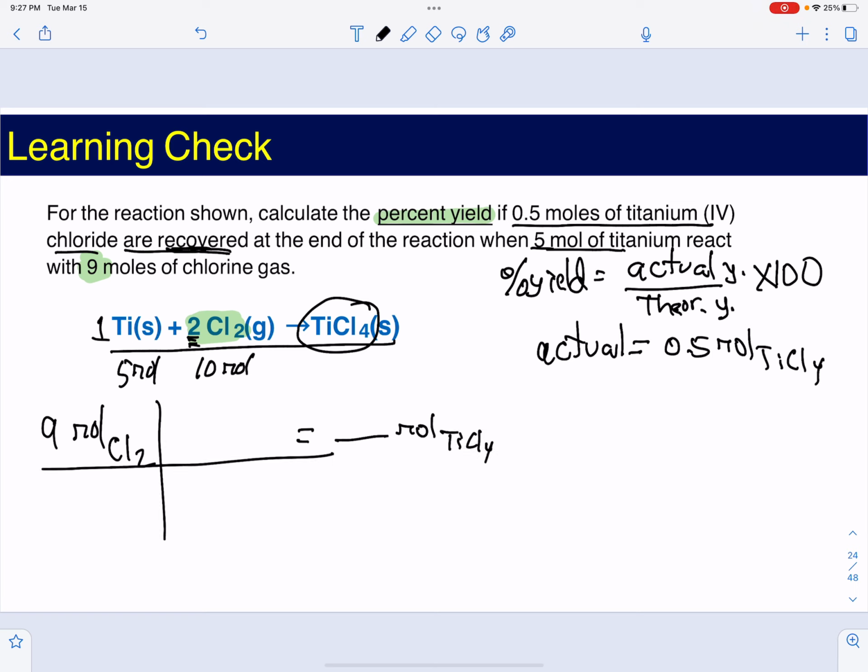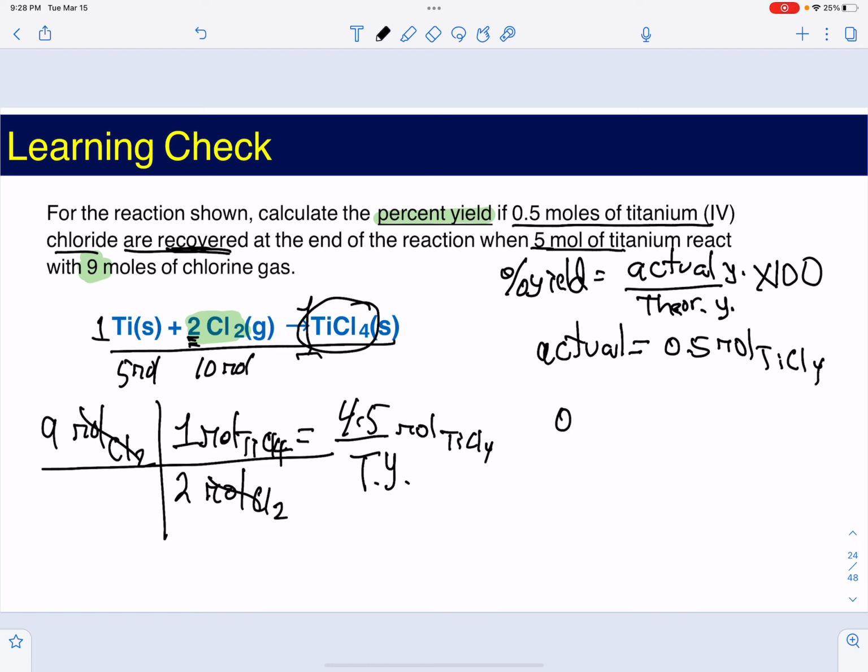So I'm going to use my train track. I do not want the moles of chlorine gas because I'm looking for the moles of titanium 4 chloride, and that's going to be 1 of the titanium 4 chloride for every 2 of the chlorine, which means I'm going to get 4.5 of the product. So this is my theoretical yield.